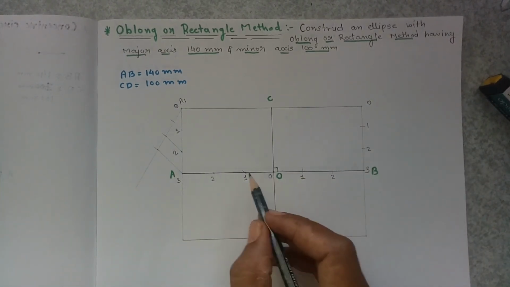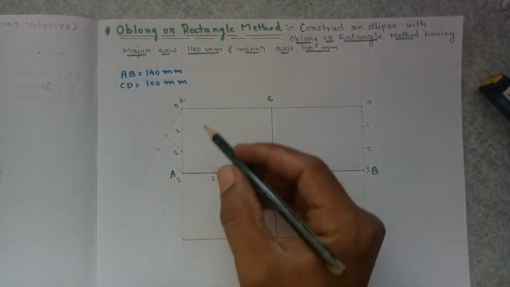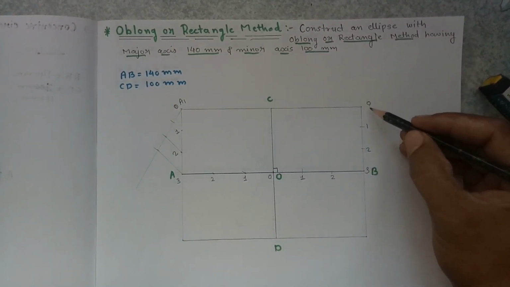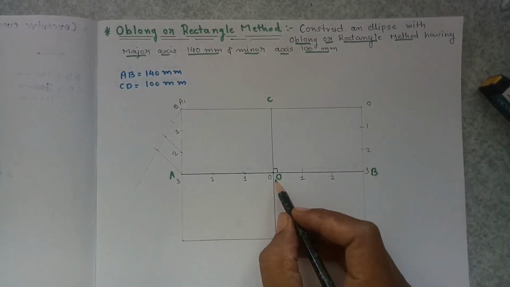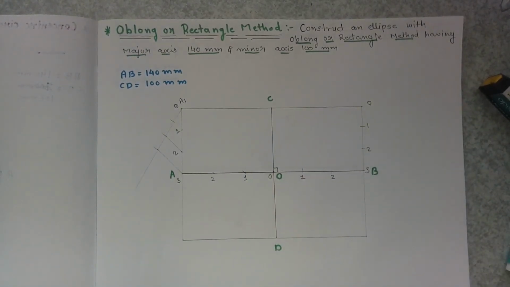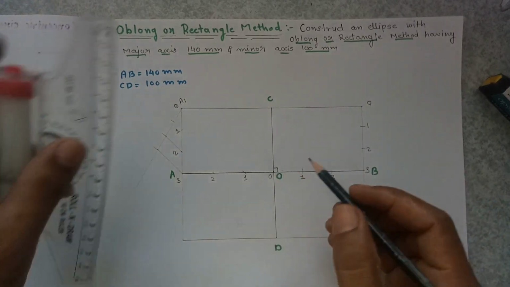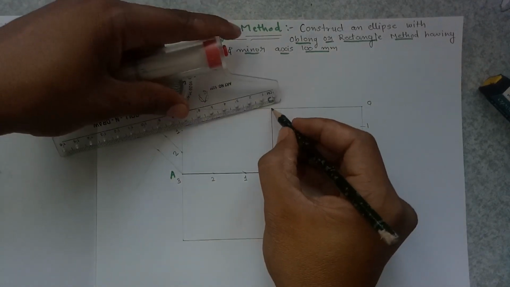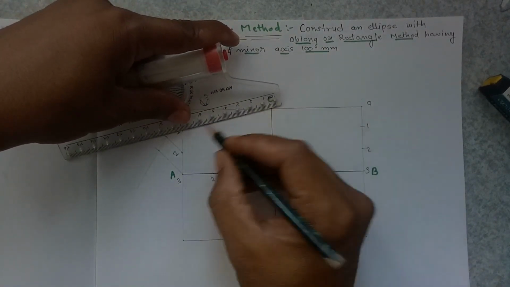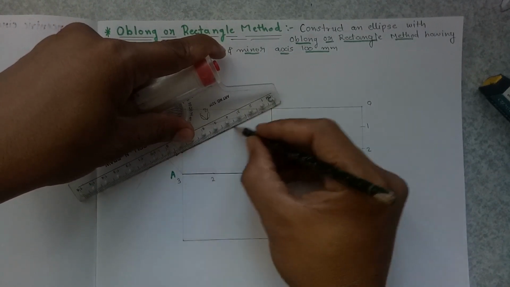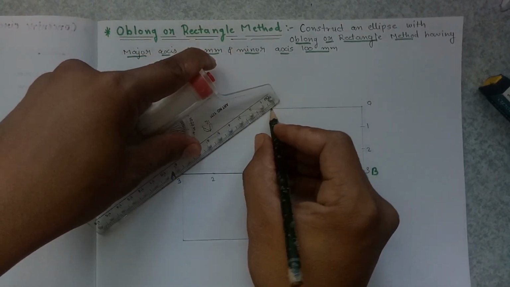give the numbering 0 1 2 3. Over here 0 1 2 3. Same here 0 1 2 3. So starting from the center 0 1 2 3. After dividing the line, join this 1 2 3 to point C. 1, 2, 3.